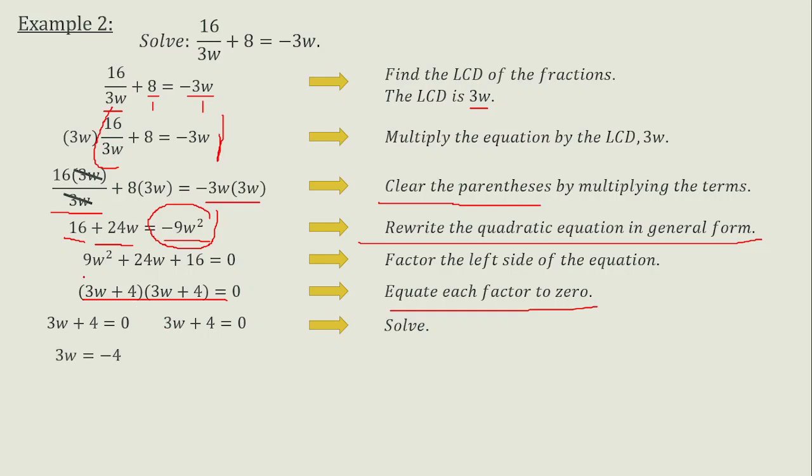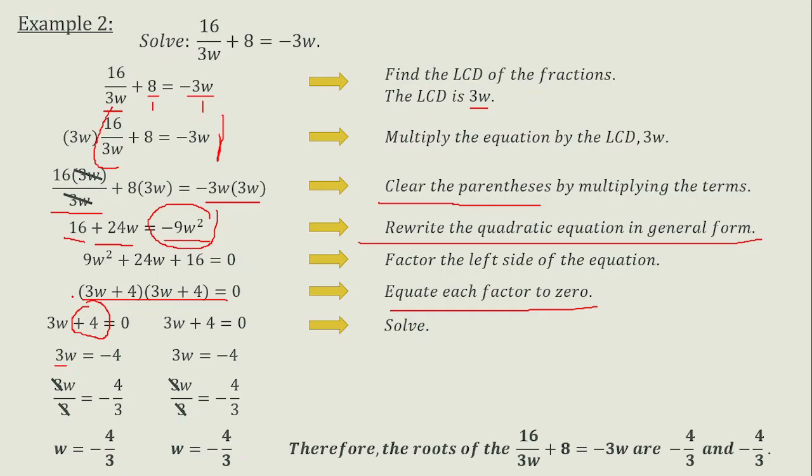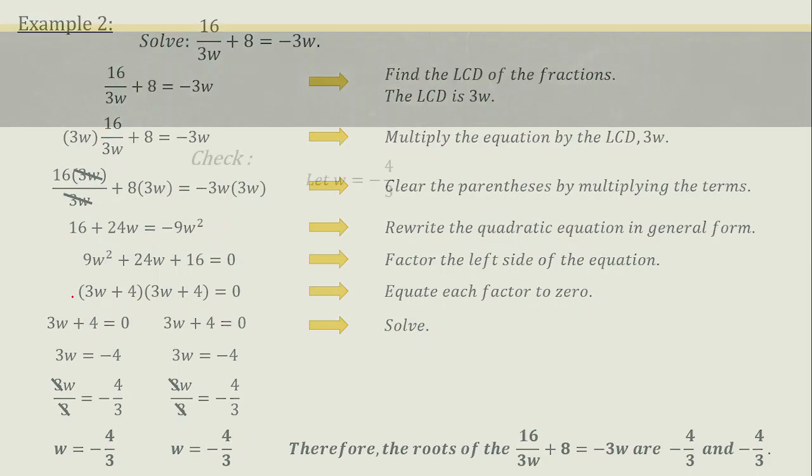So 3w, transpose natin yung constant to the right side, so plus 4. So it will become 3w is equal to negative 4. Divide both sides by positive 3. So 3w divided by 3 and negative 4 divided by 3. So w is equal to negative 4 thirds. So same lang sila ng answer. So w is equal to negative 4 thirds. Therefore, the roots of the given equation 16 over 3w plus 8 is equal to negative 3w are negative 4 thirds and negative 4 thirds. So let's perform checking.